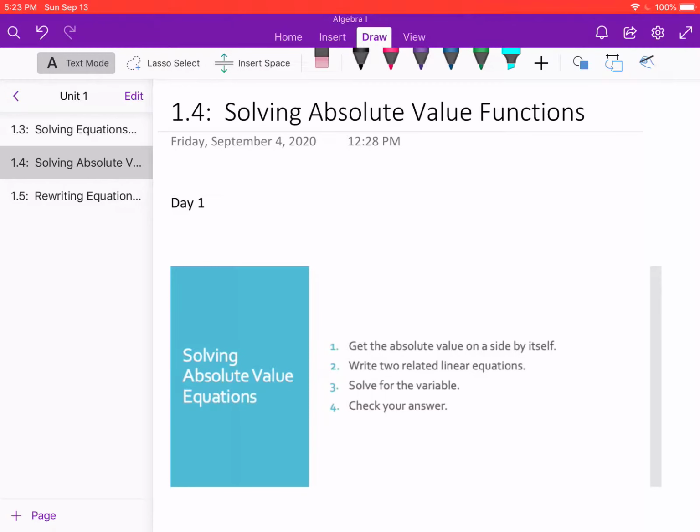This is section 1.4, solving absolute value functions, day 1. So we've been talking about how to solve equations so far, and now we're just going to make it a little bit more difficult by throwing in some absolute values.